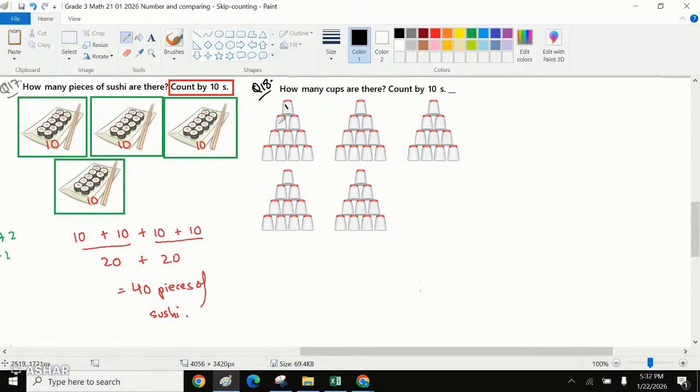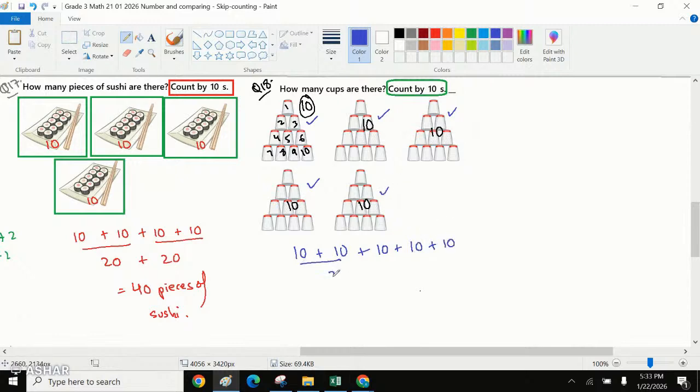We can say 1, 2, 3, 4, 5, 6, 7, 8, 9, 10. Each stack has 10, right? 10 cups and 10 cups. And we need to count by tens. So finally, the 10 would be added 5 times. First stack, second stack, third stack, plus the fourth stack and the fifth stack.